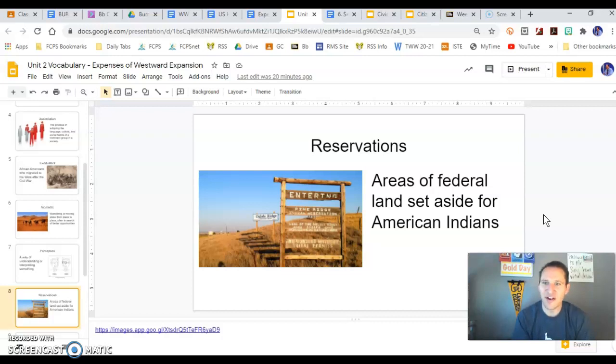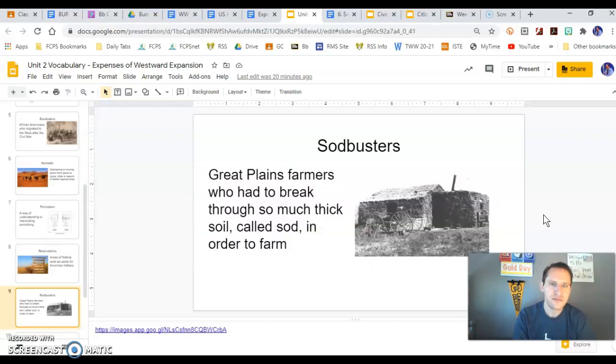And that's why you can see a lot of areas of Native American lands have casinos, where other parts of the state maybe couldn't have casinos. That's because the tribal land, not the federal government, has jurisdiction. Sodbusters. Sodbusters were these farmers that had to figure out a way to farm and figure out a way to build houses and such by breaking through this thick soil called sod in order to farm in the Great Plains in the Midwest.